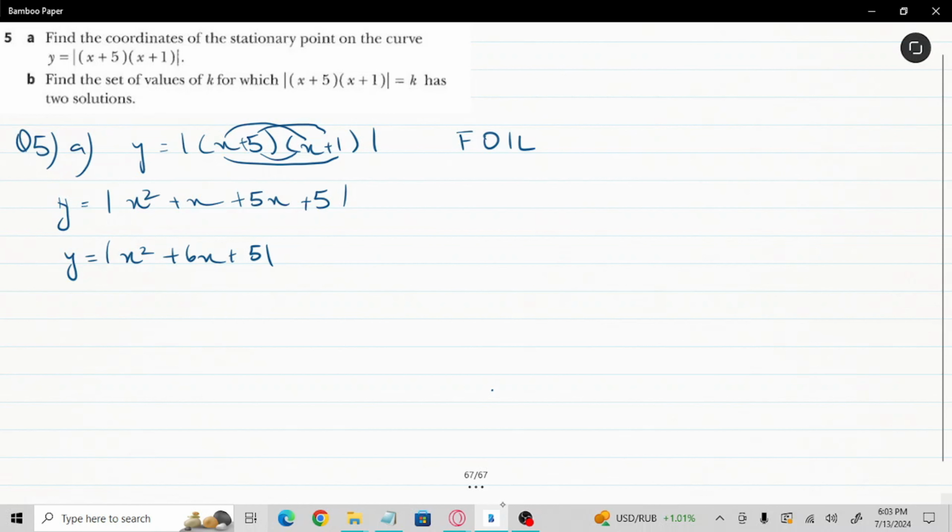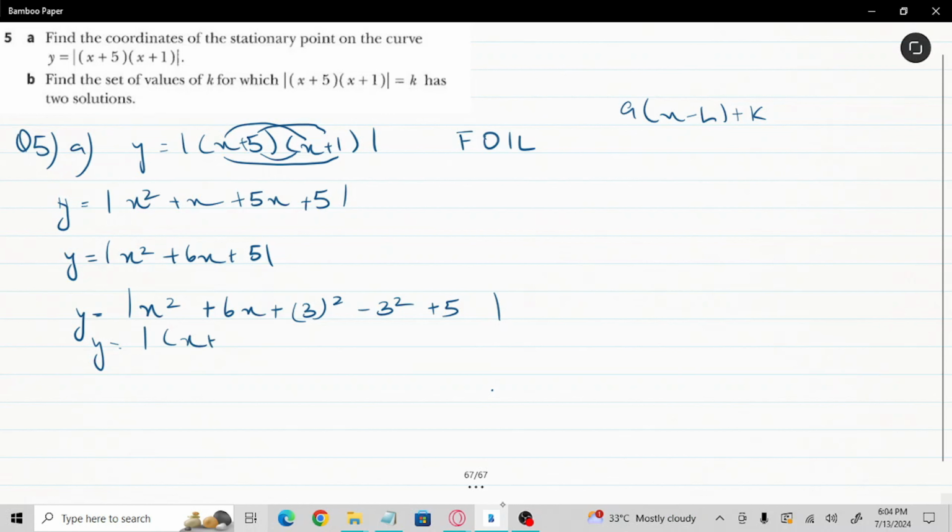Okay. So what we're going to do next is take this into the form a(x minus h) squared plus k. That will help: x squared plus 6x, 6 divided by 2 is 3, so 3 squared. And to normalize this equation, we are going to subtract negative 3 squared, plus 5, and it's trapped in a modulus. And to factorize this, we take x plus 3 whole squared minus 3 squared, which is 9, so negative 9 plus 5 in a modulus.